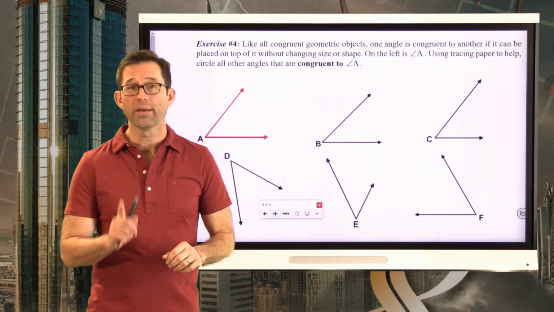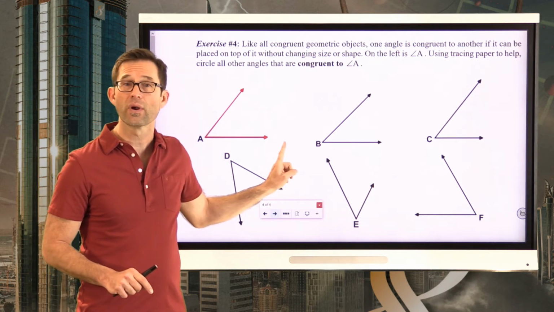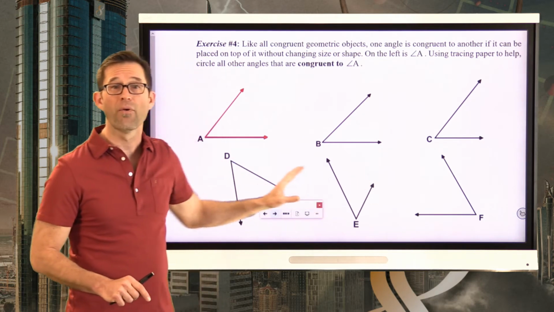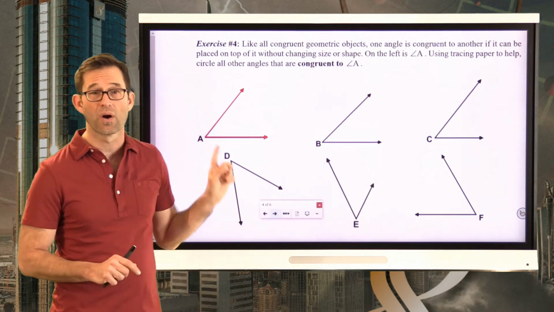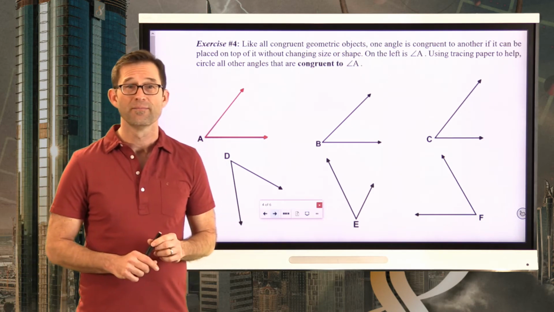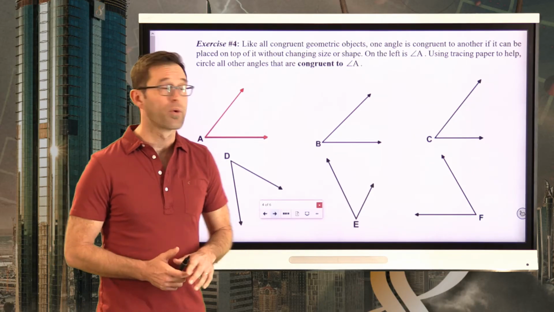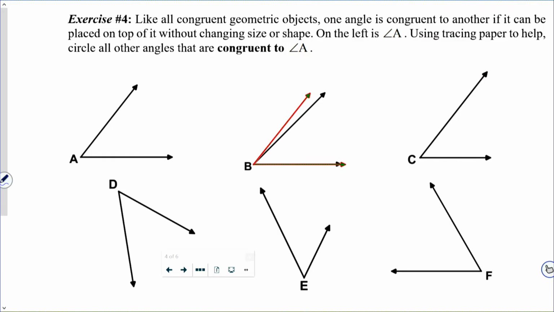So just like with the line segments, I'd like you to trace angle A off on tracing paper, and then take that tracing paper and lie it on top of all the other 5 angles to figure out which ones are congruent to angle A. All right, well, let's do angle B right away. That one should be easy.